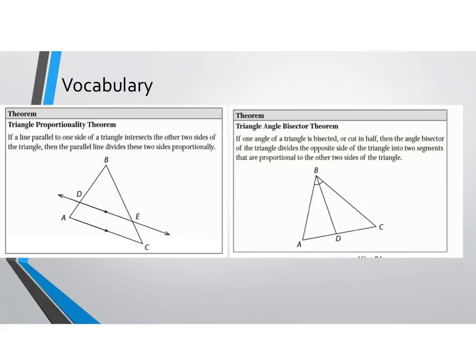The triangle proportionality theorem basically says that if you have a line that runs parallel to one of the sides of the triangle and intersects the other two sides, then that line divides those two sides proportionally. I like to refer to it as part to part. Your teacher may have some better ways to name it.